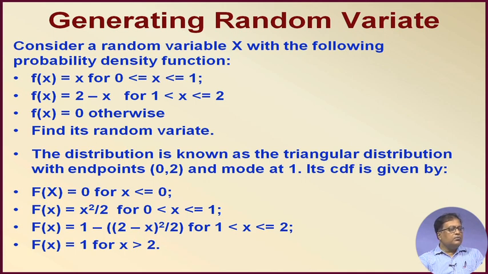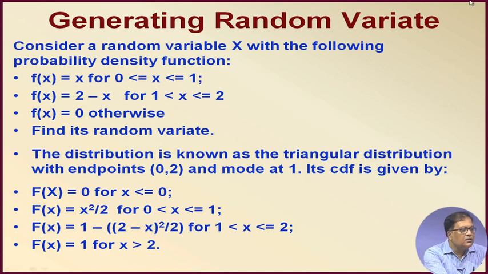So, what we have to do? We have to obtain, by an integration process, the CDF. The CDF will be therefore F(x) equal to 0 for x less than or equal to 0, F(x) equal to x square by 2 for 0 to x less than or equal to 1, and capital F(x) equal to 1 minus (2 minus x) whole square by 2 for x between 1 and 2, right, and let us say capital F(x) equal to 1 for x greater than or equal to 2.